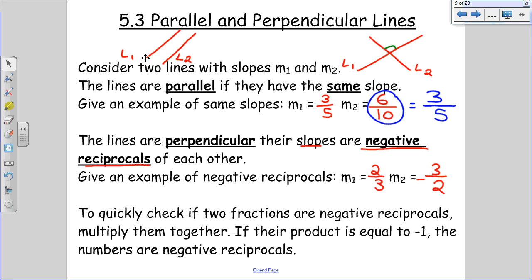Again, you could have a negative reciprocal with different numbers that just need to be reduced. So make sure you're reducing all of your numbers to check to see if they're actually negative reciprocals or not. Also, make sure they're fractions.